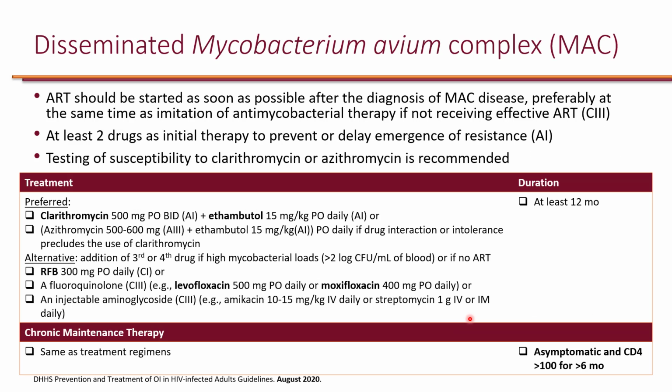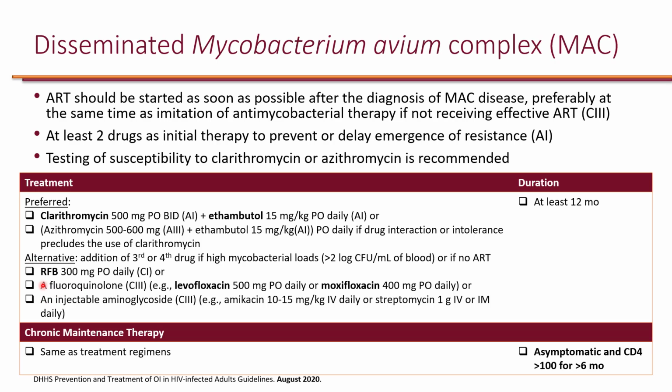And for disseminated MAC, basically the preferred agent for treatment is a combination of clarithromycin with ethambutol. We will discuss ethambutol more when we talk about tuberculosis, but you want at least 2 agents. And many experts also add a 3rd or 4th agent if the mycobacterial load is more than 2 log CFU per ml of blood, or if the patient is not on ART, so you need a 3rd or a 4th agent.